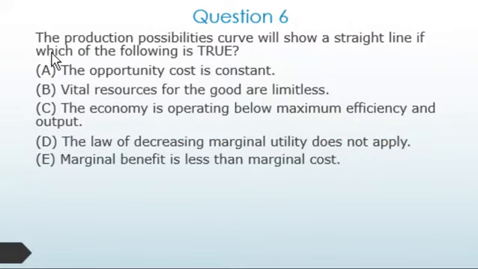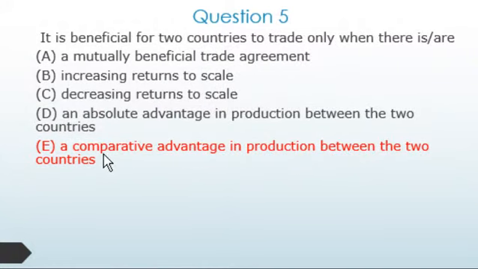So question 6, actually back in question 5 I want to go over why some of these other ones are incorrect. A mutually beneficial trade agreement, while it'd certainly be good for both countries, the question though is asking when it is truly beneficial for two countries to trade with each other, while that's more of a political necessity just to have trade.